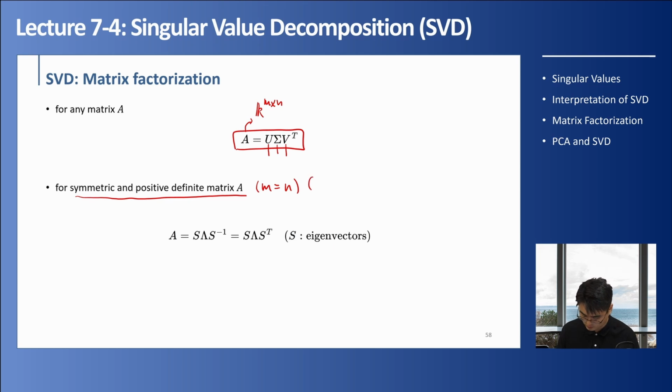So we have a square matrix, like an n by n matrix. A can be seen as S times lambda times S inverse, which equals S times lambda times S transpose, where S is our eigenvectors. So this is a special case of SVD.